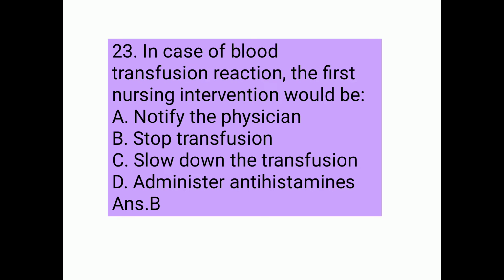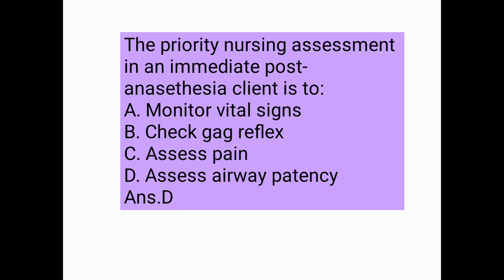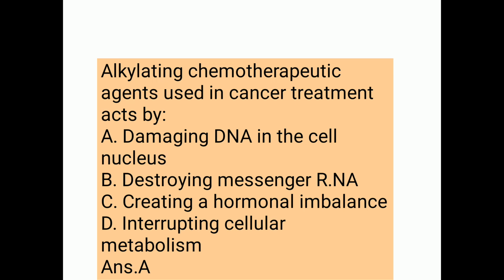In case of blood transfusion reaction, the first nursing intervention would be? Options are: notify the physician, stop transfusion, slow down the transfusion, administer antihistamines. The correct answer is option B, stop the transfusion. Next question. The priority nursing assessment in an immediate post anesthesia client is to? Options are: monitor vital signs, check gag reflex, assess pain, assess airway patency. Correct answer is option D, assess airway patency.